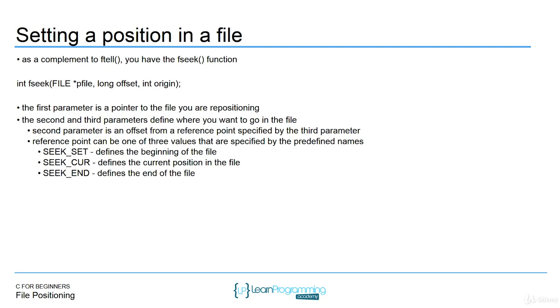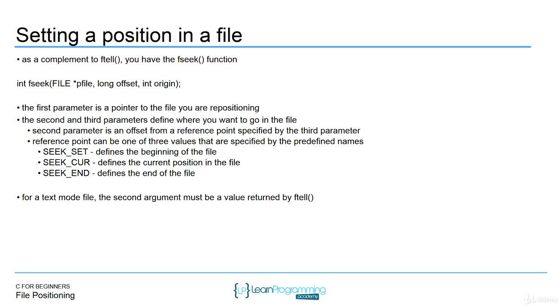The second and third parameters define where you want to go in the file. The second parameter is an offset from a reference point specified by the third parameter. The reference point can be one of three values specified by the predefined names: SEEK_SET, SEEK_CUR, and SEEK_END. SEEK_SET defines the beginning of the file, SEEK_CUR defines the current position in the file, and SEEK_END defines the end of the file.